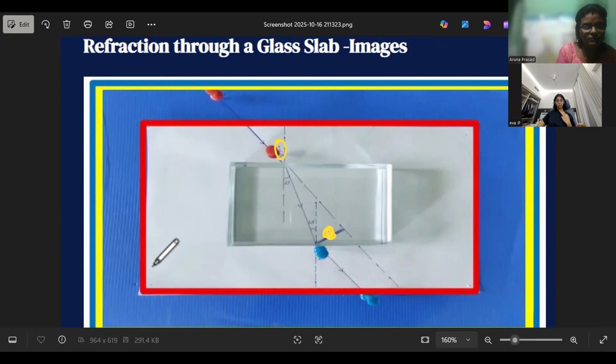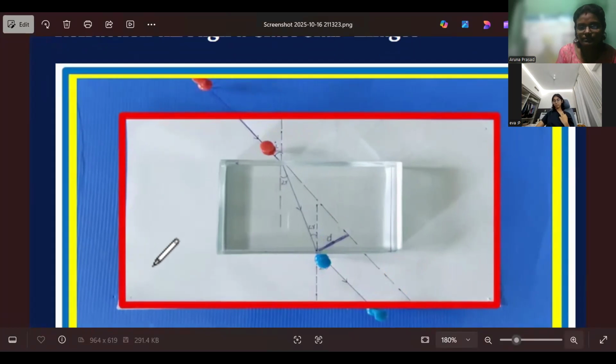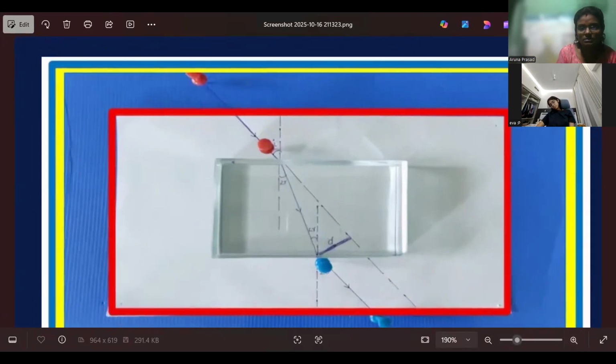Let me increase the size of the page to make it more visible to you. I hope it's clear. Angle i, angle r, only skip this D. Don't write it. Everything else, draw. And if you want, you can write it for your reference: this is normal, these both are normal.